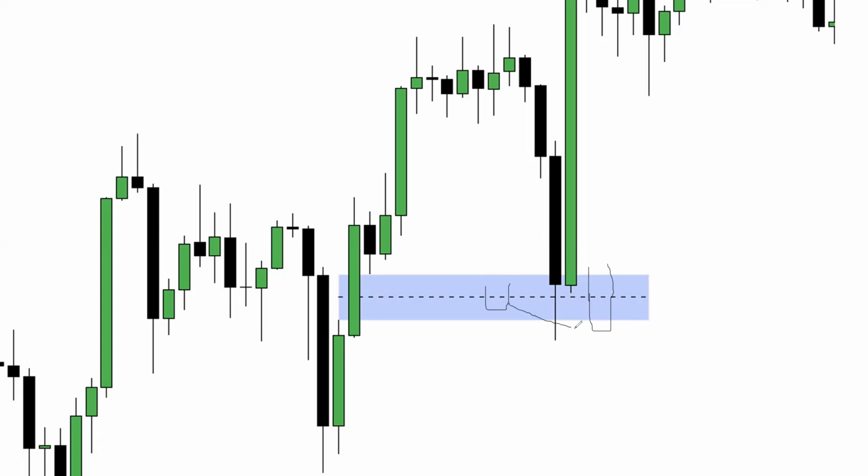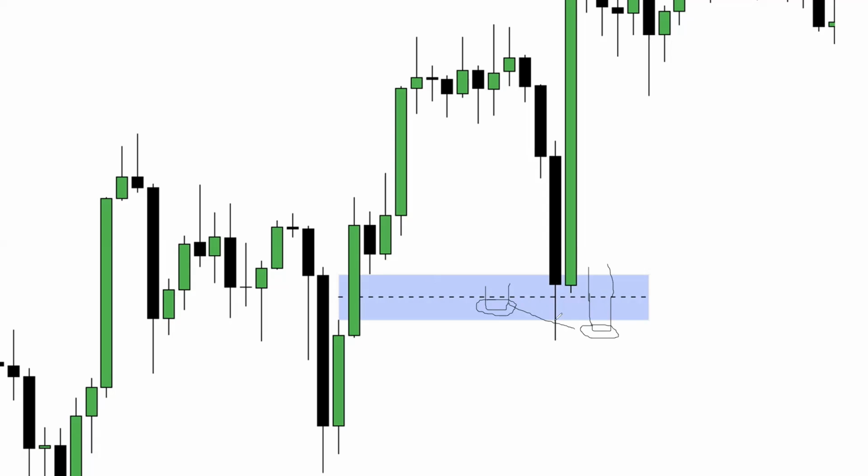If you compare between these two, the probability of this fair value gap holding price in this scenario is higher when compared to this scenario. Now, it even gets better when price closes above the consequent encroachment, like you can see here. Now we are using the bodies, not the wicks. Price wicked through the fair value gap. You can see a wick here.